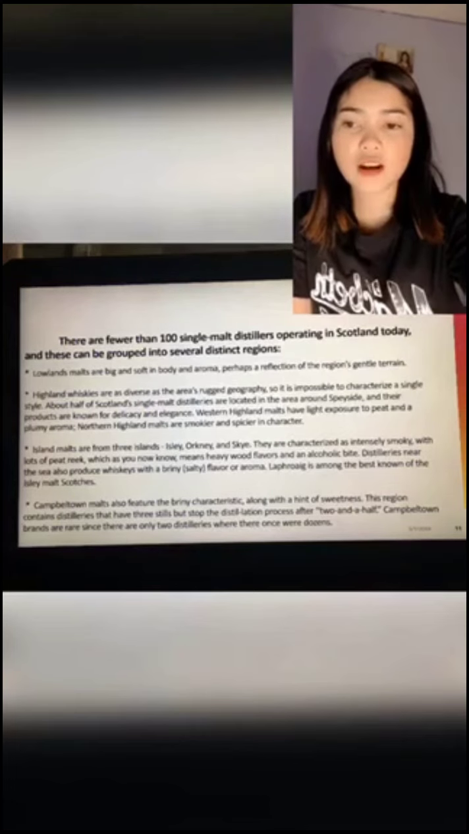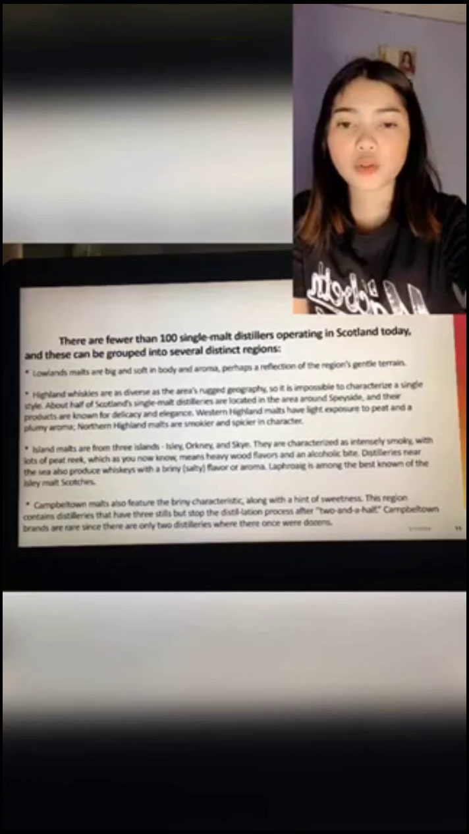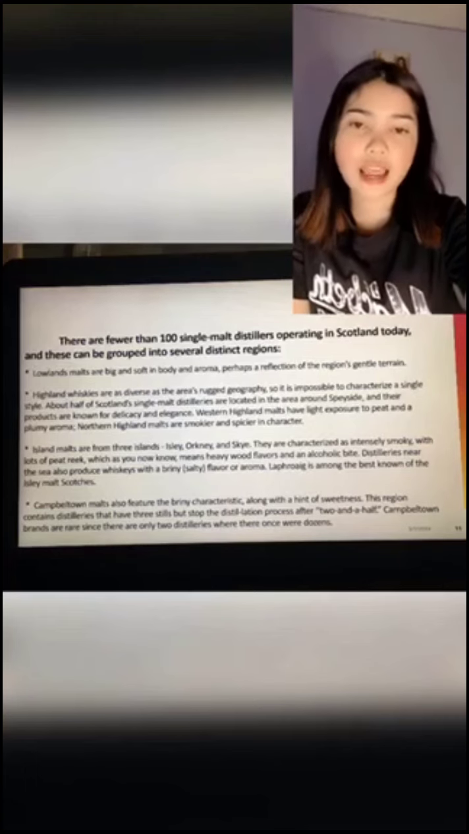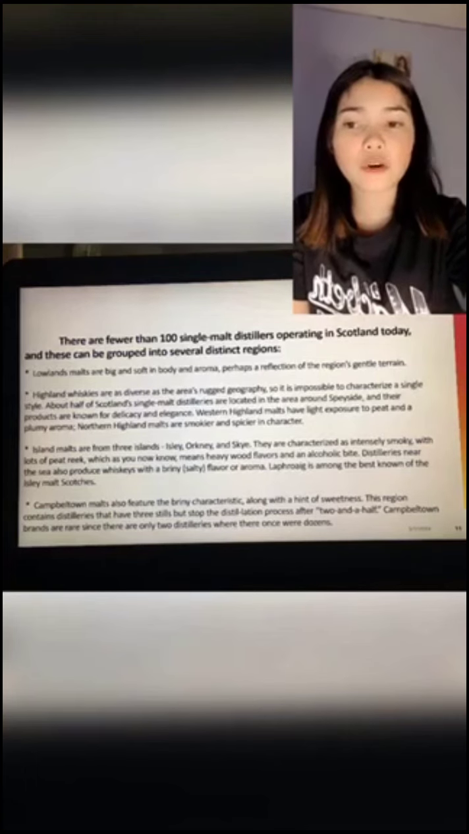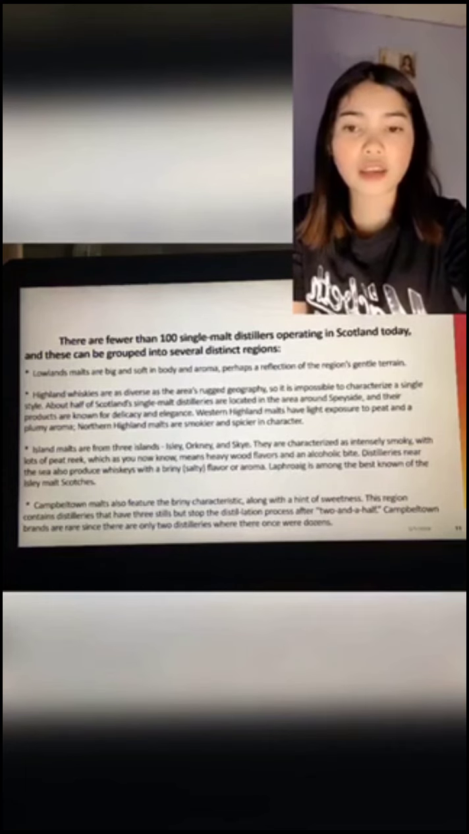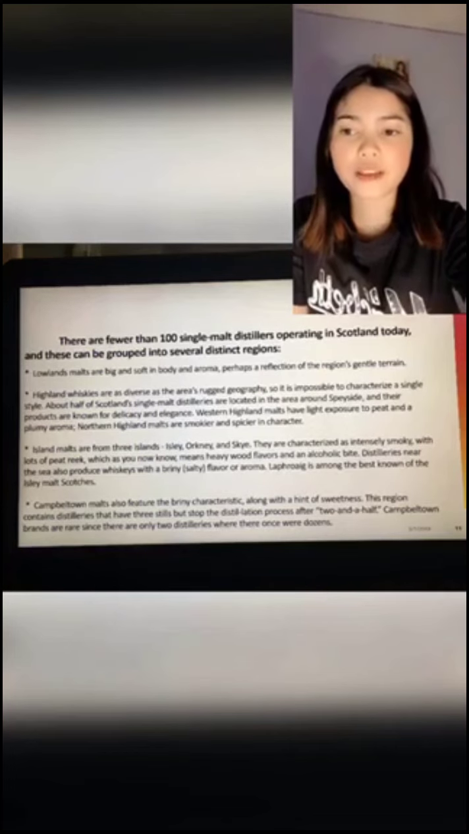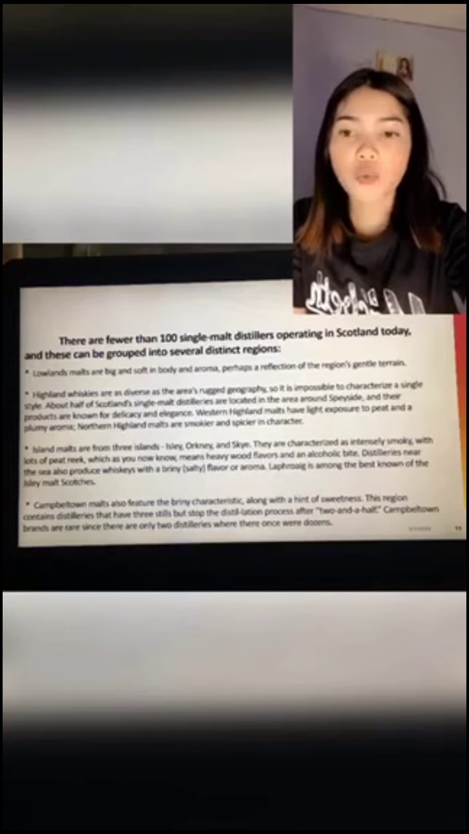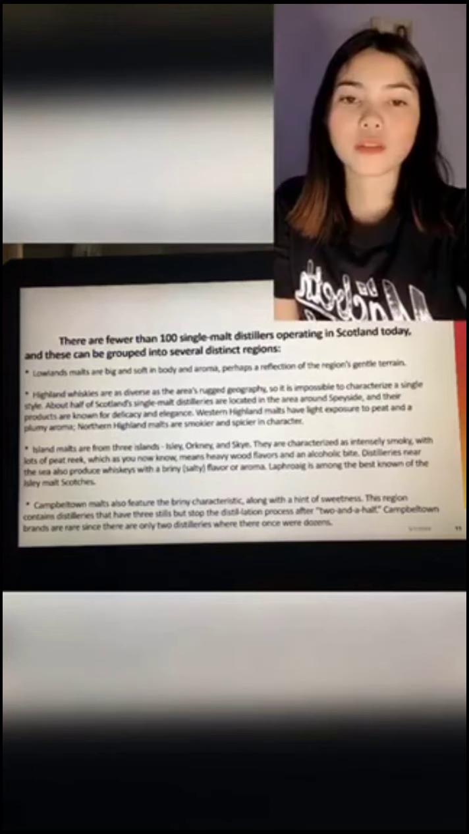Highland whiskies are as diverse as the area's rugged geography, so it's impossible to characterize a single style. About half of Scotland's single malt distilleries are located in the area around Speyside, and their products are known for delicacy and elegance. Western Highland malts have light exposure to peat and a plummy aroma.